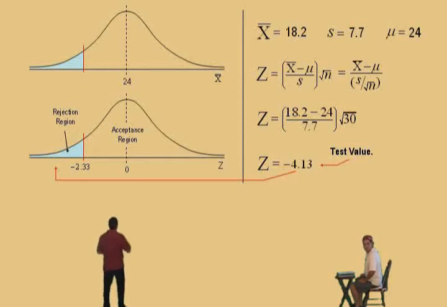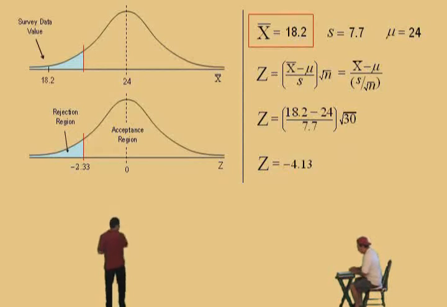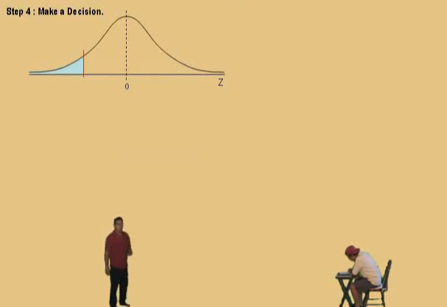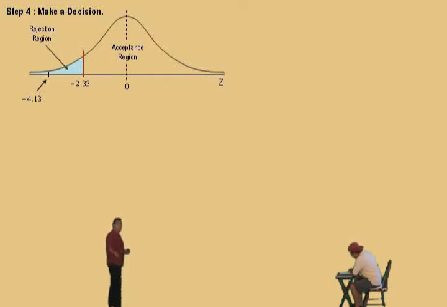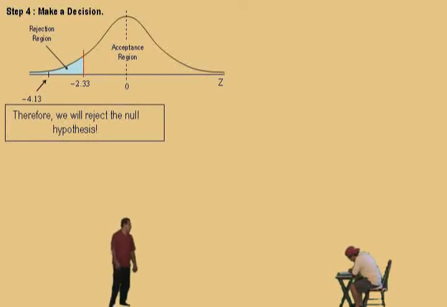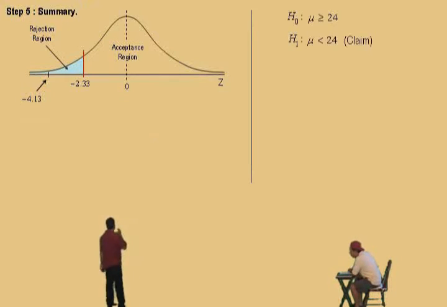Okay, now let's review here. Remember, our sample mean was 18.2. When translated to a z-value, it comes out to be negative 4.13, which puts us in the rejection region, right? And so let's go to step 4, which is to make our decision. Remember, here we go again. Acceptance region, rejection region, Charlie, critical value, and there's our test value falling in the rejection region in our tail. And therefore, we reject the null hypothesis. That is our decision.